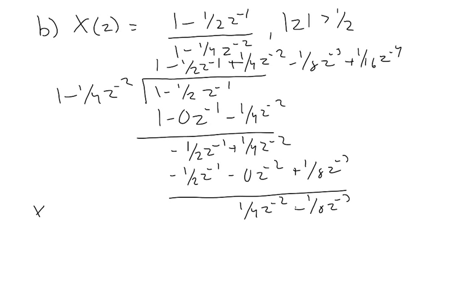But it's the same exact pattern we had from the first one, so we can write our x of n as negative 1/2 to the n times the unit step. There you have it. So that's how you do long division to help solve the inverse z transform. Thank you, and good luck.